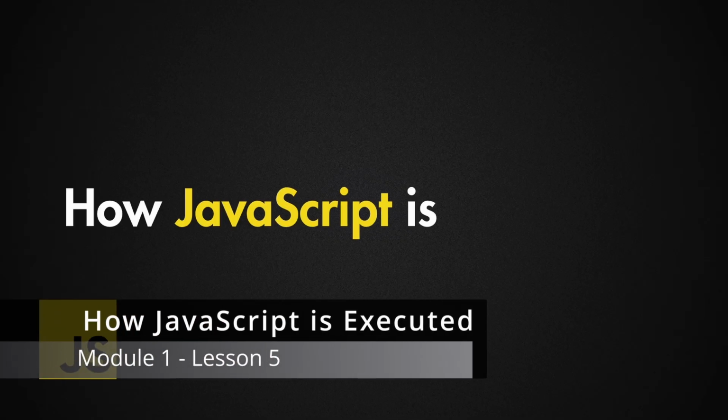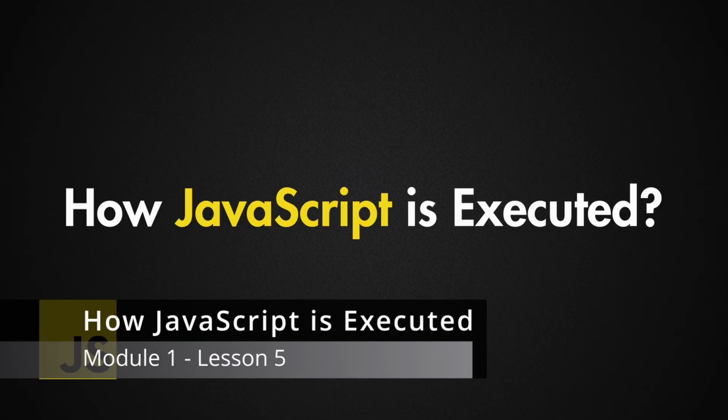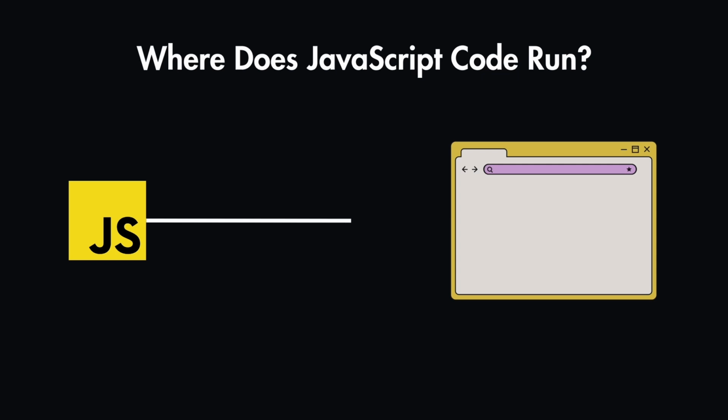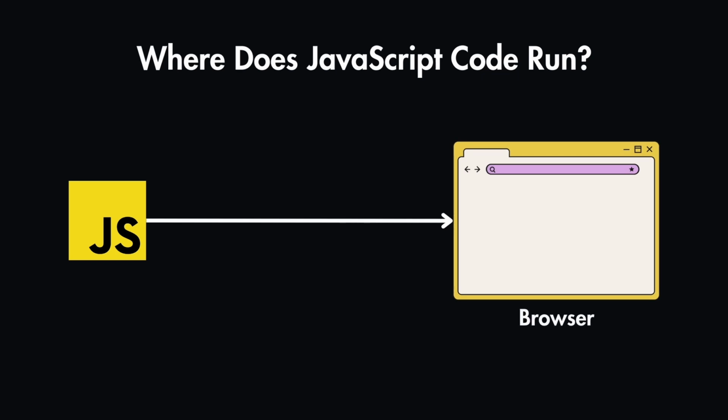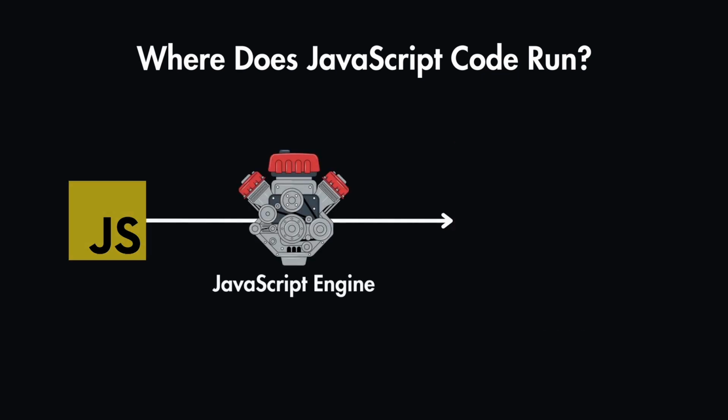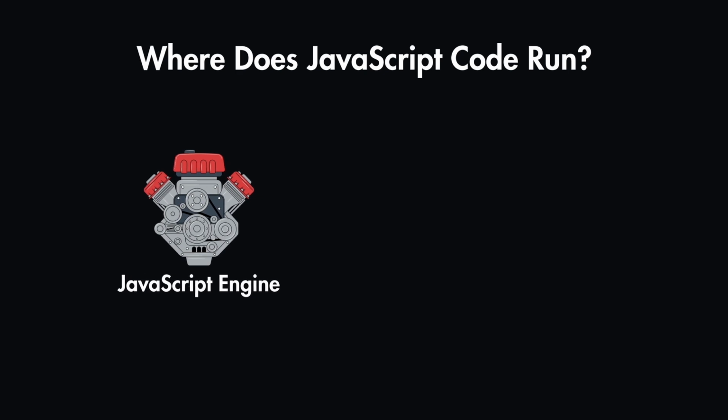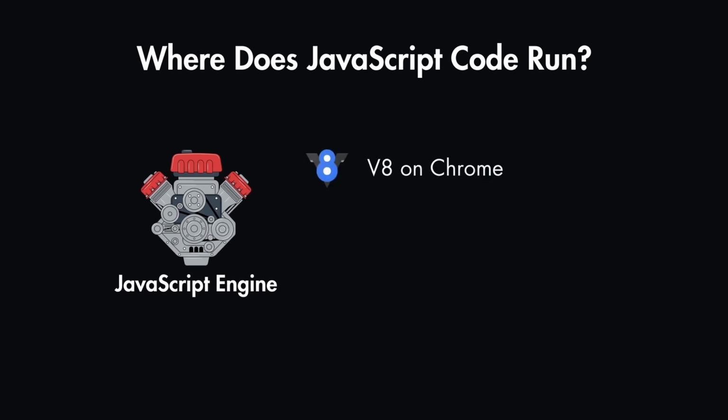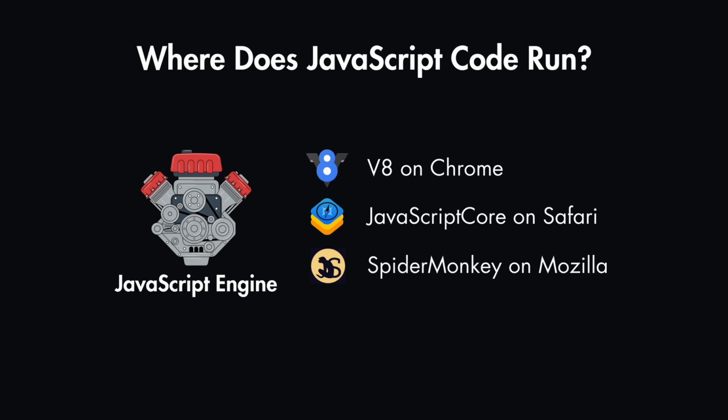Let's take a closer look at how JavaScript code gets executed. JavaScript was initially designed to run within web browsers, and each browser has a JavaScript engine. This engine is built into most major browsers. These are engines like V8 on Chrome, JavaScript Core on Safari, SpiderMonkey on Mozilla, or Chakra on Microsoft Edge, and many other JavaScript engines that run within web browsers. It's basically a software that lives within your web browser and it's responsible for executing our JavaScript code. Let's see how this actually works.